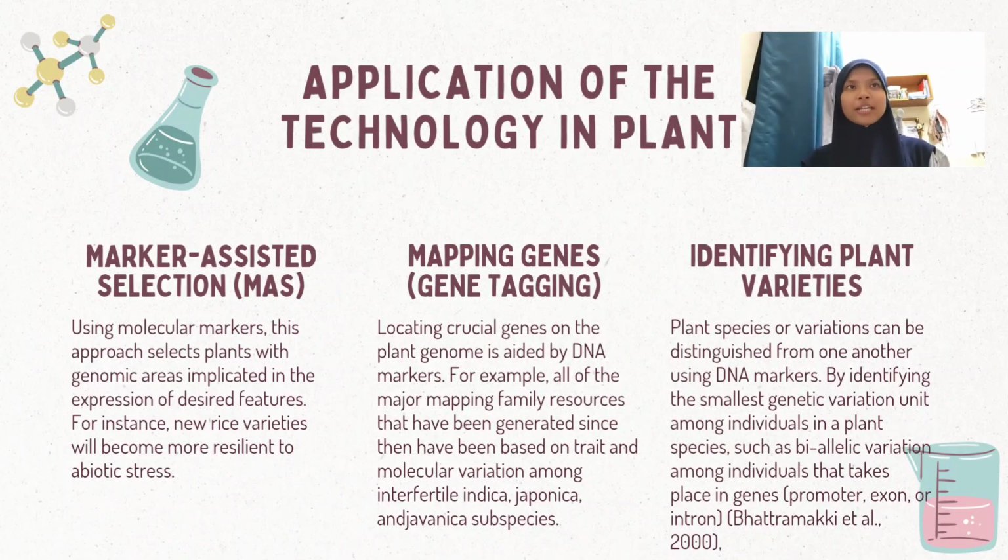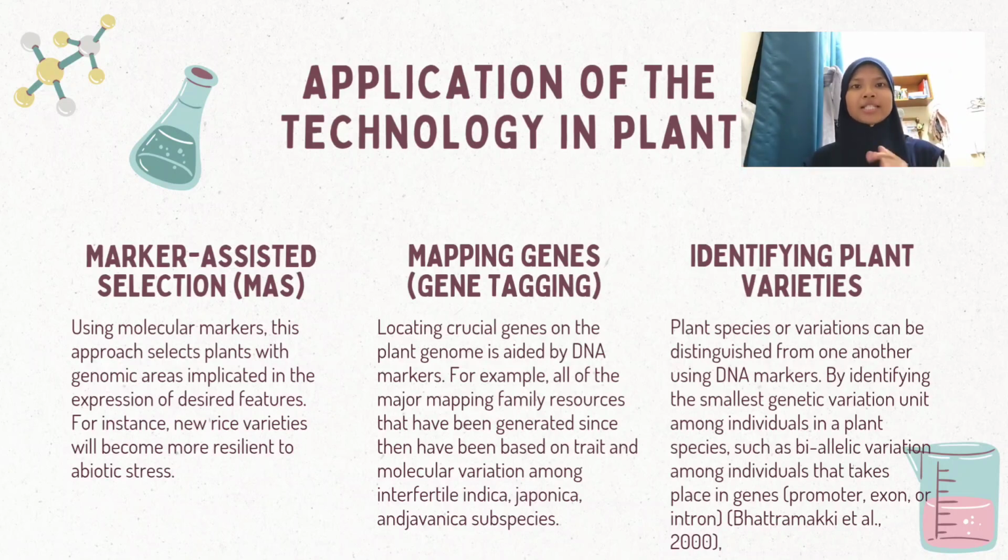Application of the technology in plants. First, marker-assisted selection. Using molecular markers, this approach selects plants with genomic regions implicated in the expression of desired features. For instance, a new rice variety will become more resilient to abiotic stress.